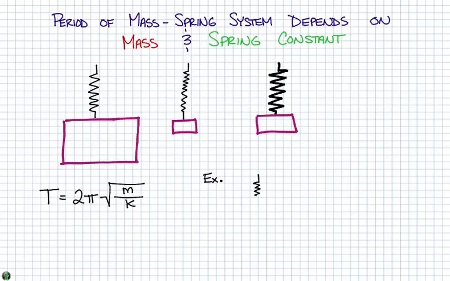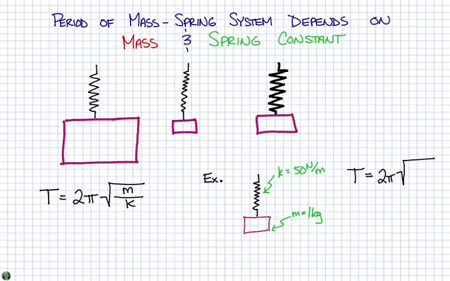So, for example, just to show you a more realistic example, if we had some kind of spring here, and we had a mass suspended from it, and let's give these some values. Let's say we have a K value of 50 newtons per meter, and a mass of 1 kilogram. Well, if I wanted to know the period of this, we know that the period is going to equal 2 pi times the square root of the mass over the spring constant.